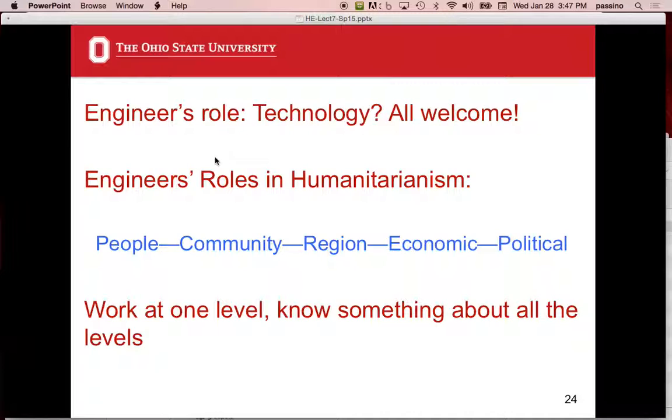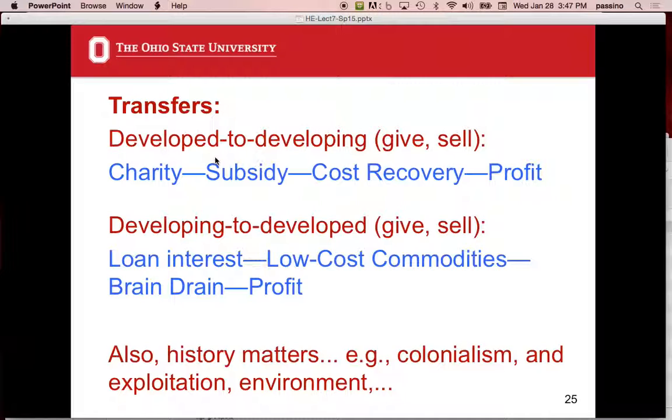Do I want to work on high-level economic things or political things? You can work at all these levels, okay? But you have to know something about all the different levels. That's what I'm going to try to do in this class, is span the levels, okay, at least to some extent.